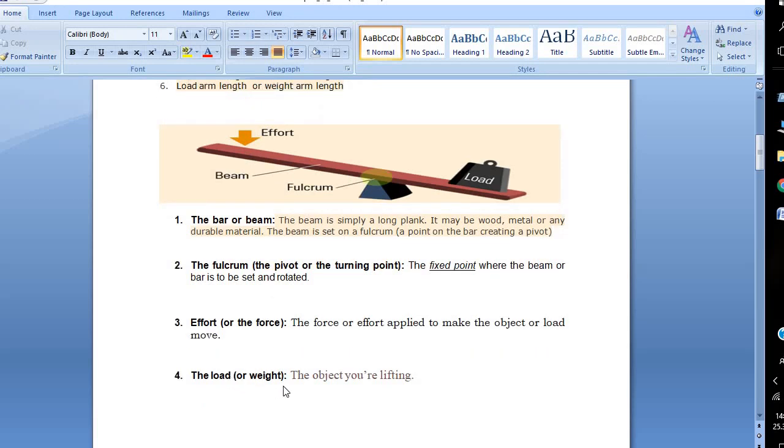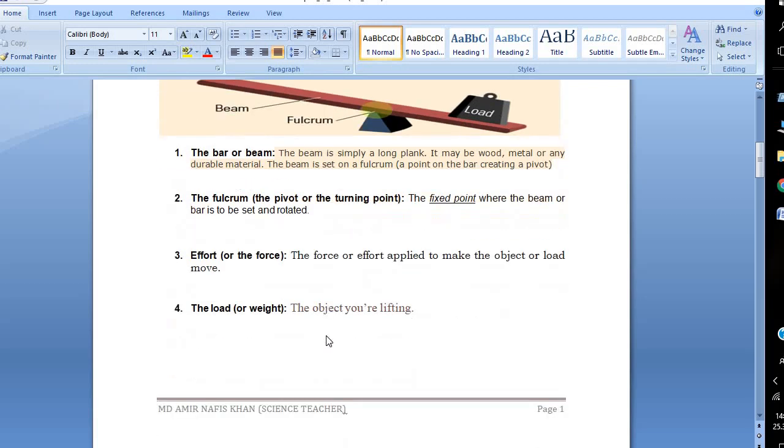And the load or weight is the object you are lifting. This is very simple. This is the load, and every object has a weight. So the load is lifted when you apply the force.